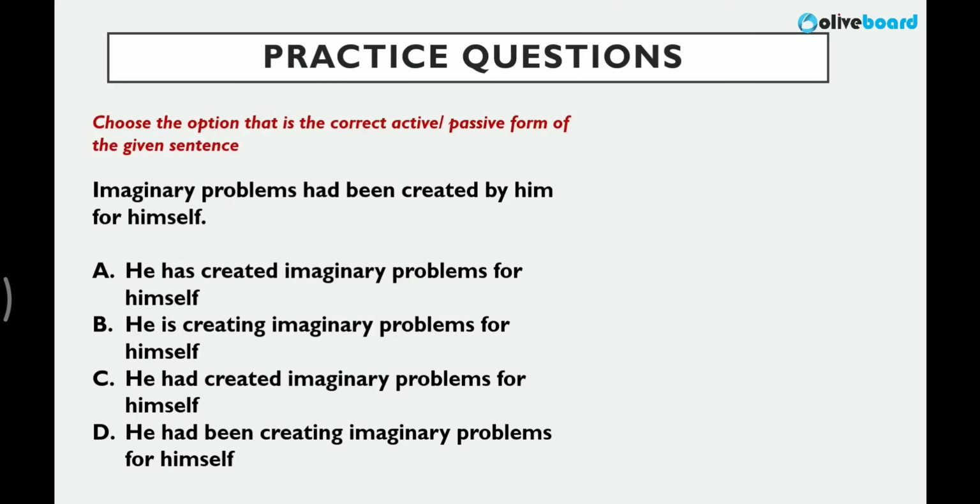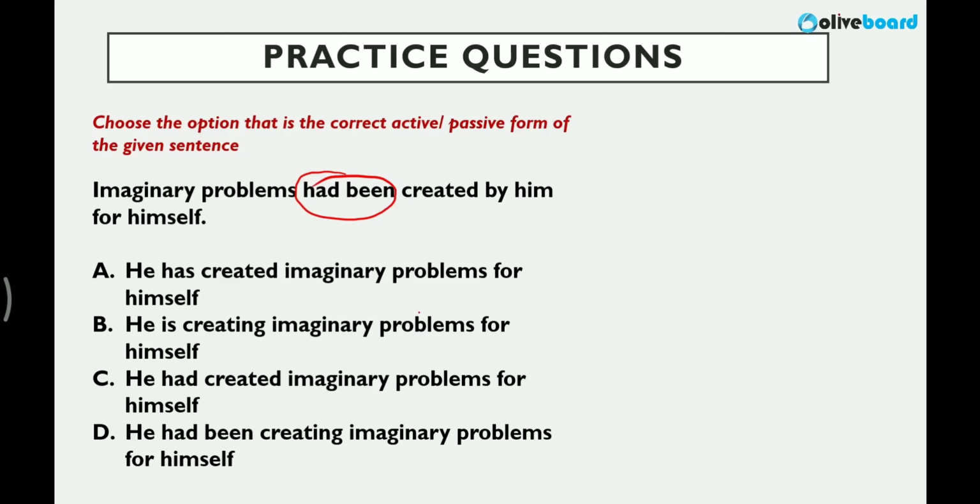Let's try a few questions. See, be clear, right? How much we know, how much we are clear about our logics, our rules, which we just now did. Guys, you would have noticed it is important that we have good tense knowledge before we even do this chapter. So that is why I've covered tense earlier. Sentence is, imaginary problems had been created by him. Usually the elimination you should do through this, right? Had been is used. Now, subject and the object place is changed, right?